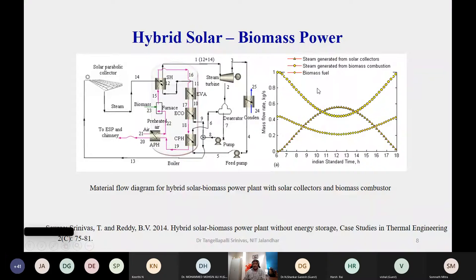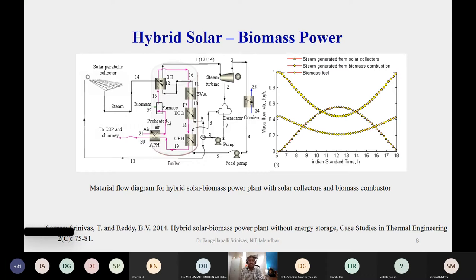So steam from the biomass is compensated according to the availability of the solar radiation. It is maximum in the morning and evening, and at noon time it is minimized. Accordingly, the feed is controlled. Then what is the total steam generation from the solar collector as well as the biomass? It's constant. I can draw a horizontal line here: throughout the day, that's 24 hours, a constant amount of steam can be generated irrespective of the availability of the biomass as well as the solar radiation. That is the advantage. That's why the biomass feed is controlled here, maybe by some electronic control systems.